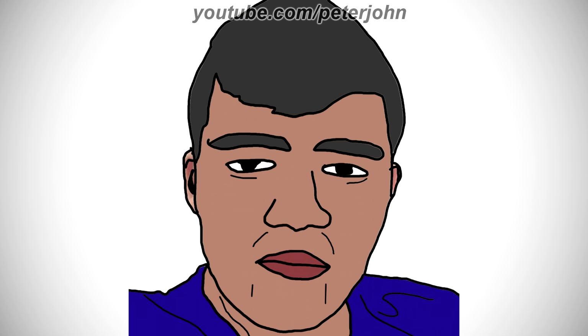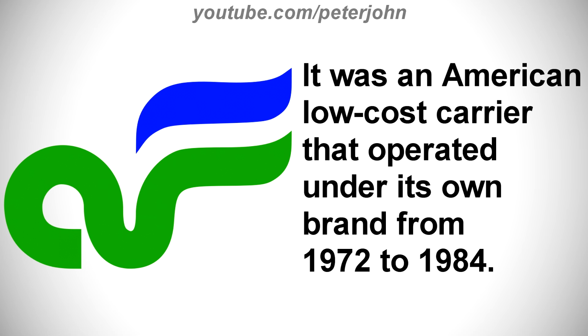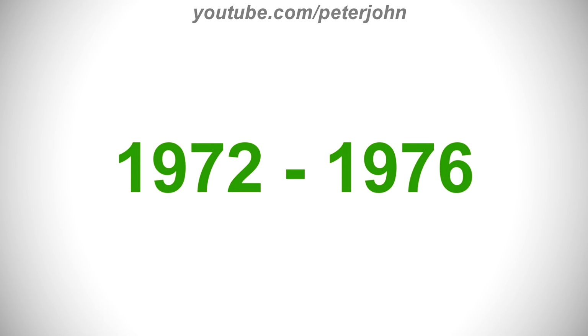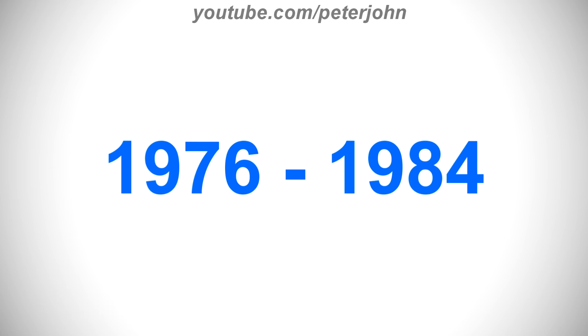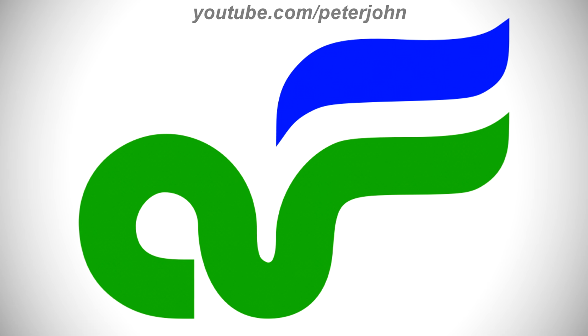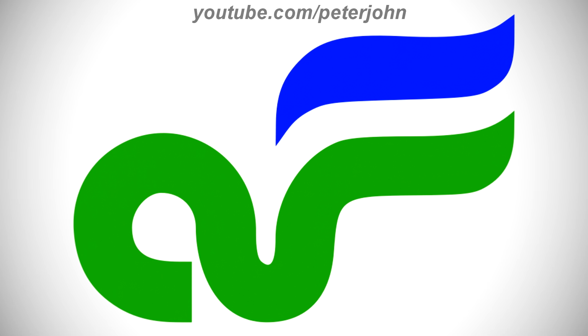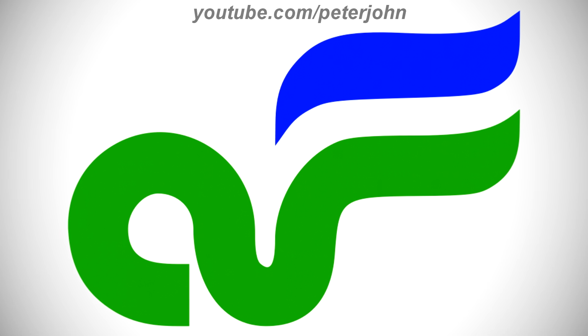Alright, now I'm gonna talk about Air Florida. It was an American low-cost carrier that operated under its own brand from 1972 to 1984. 1972 to 1976, unfortunately, I wasn't able to find this logo. 1976 to 1984, there is a green shape, and above it, there is a blue shape, all of that representing a letter A and the letter F connected.